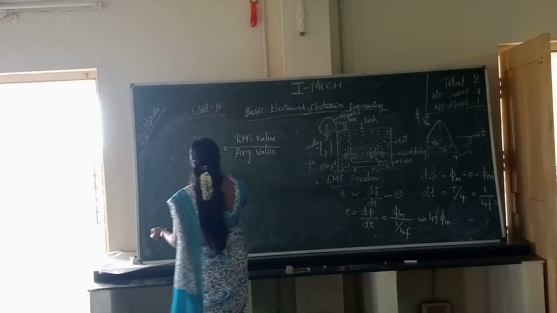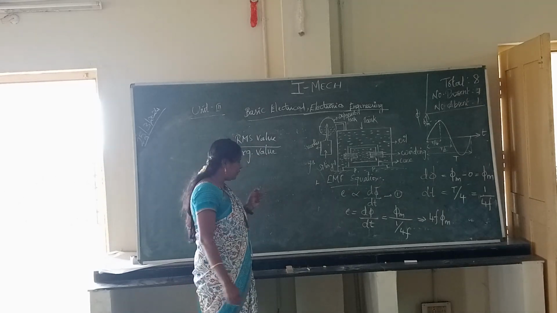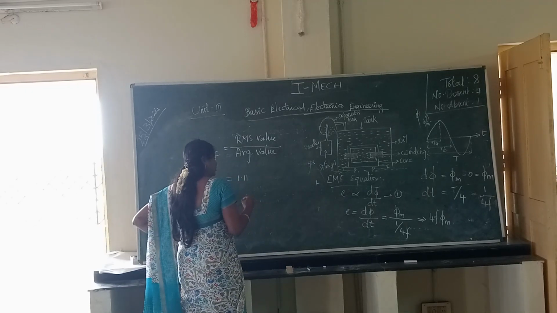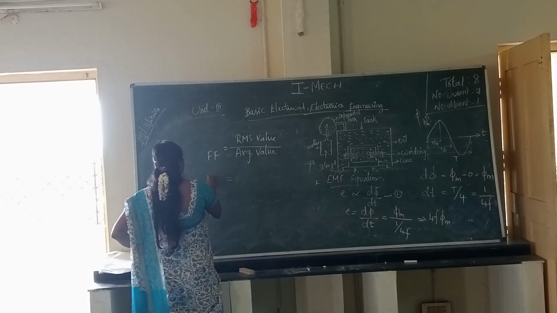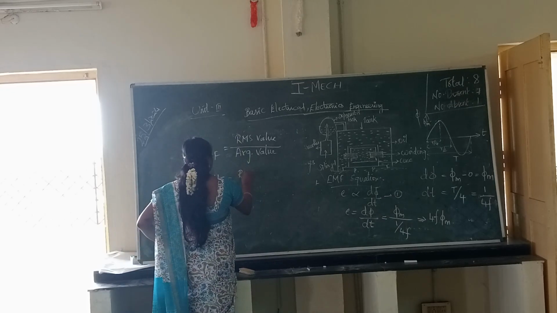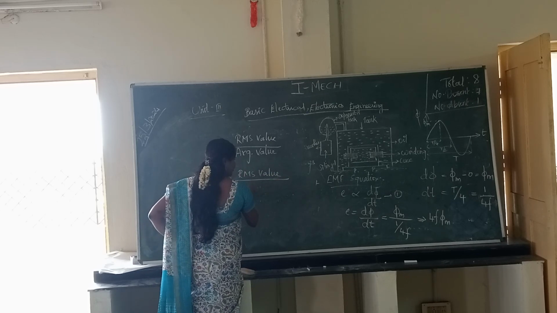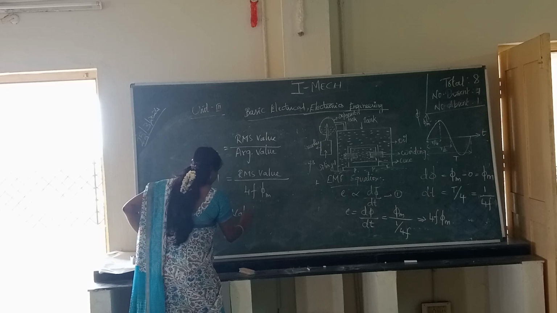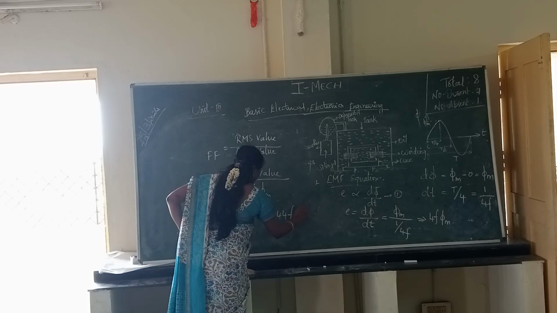So that is your RMS value. The form factor is always 1.11, so 1.11 into 4f into phi m. So RMS value is equal to 4.44 into f into phi m.